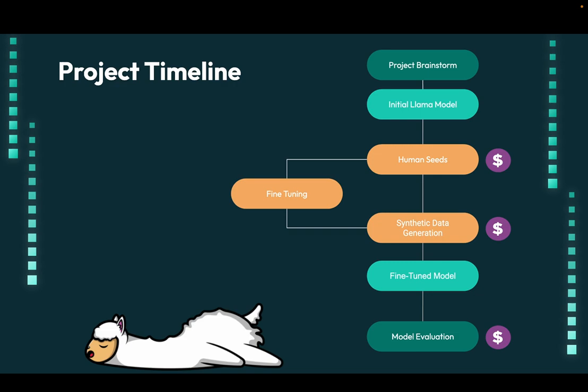So in terms of our project timeline, we started off with project brainstorming, so we came up with a few ideas and concepts we were interested in. Based off that, we used our initial llama model, which was the large language model, and then we fine-tuned it to produce our final model. In terms of fine-tuning, we produced human seeds, which I'll go on to a bit more later, and we used that to generate thousands of synthetic data, which then was used to fine-tune our final model and then evaluate that as well.